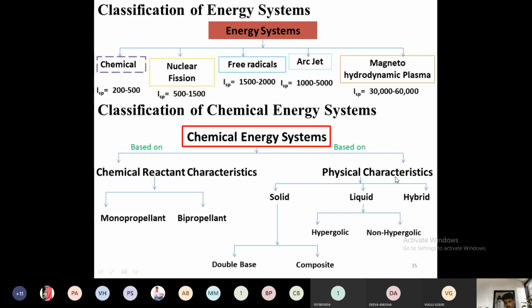Based on the physical characteristics, the energy systems are classified into three types. The first one is the solid, the second one is the liquid, and the third one is the hybrid. Solid propellants are further divided into two types: double base and composite solids.